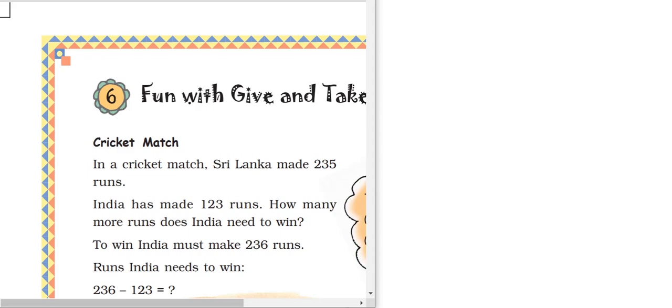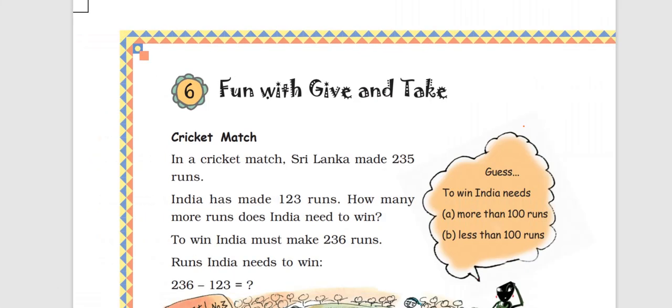Today, we will look at chapter number 6, which is fun with give and take. In chapter 3, we looked at give and take. Now this is fun with give and take.